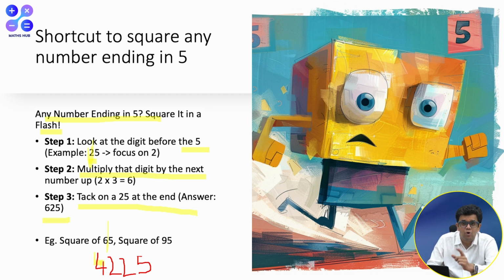Now similarly, I want you to take a pause on this video and calculate the square for 95. Well, if you haven't done that already, again let's focus on the number 9. 9 tens are 90 and then let's tack on another 25 at the end. So the answer is going to be 9025. Wow, isn't this fascinating?